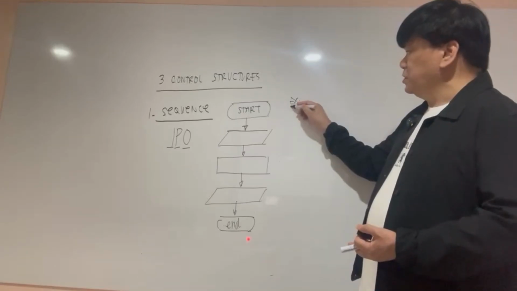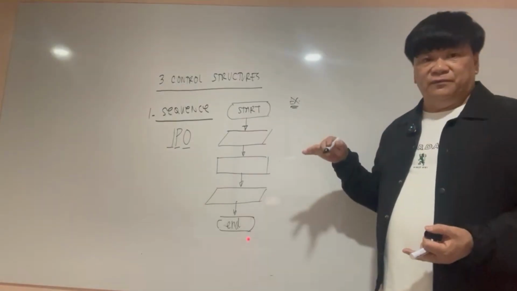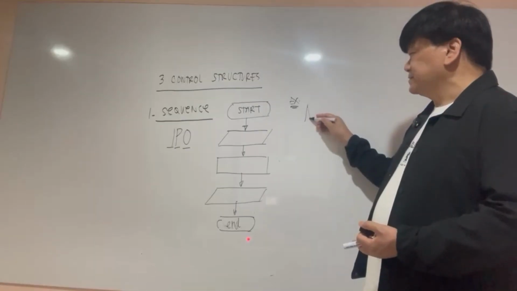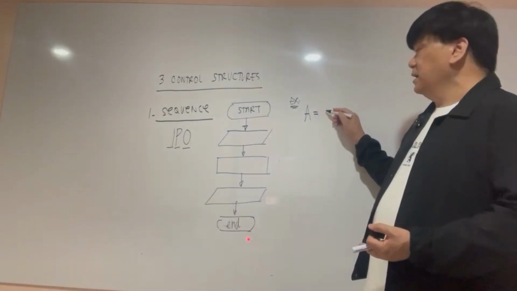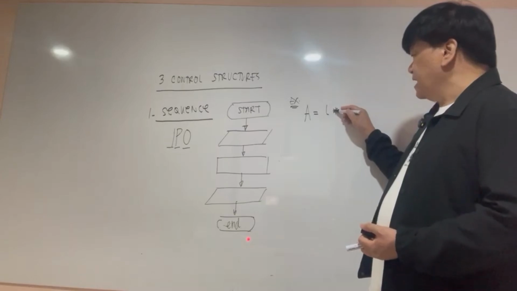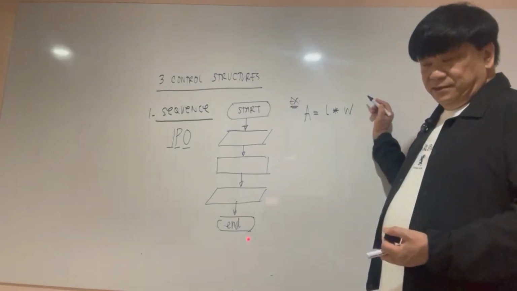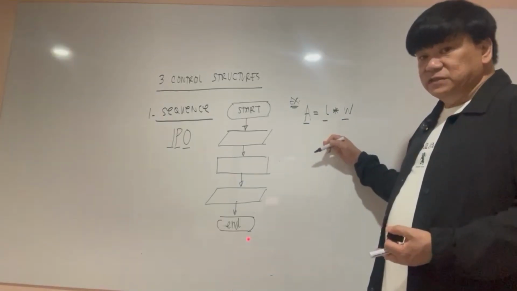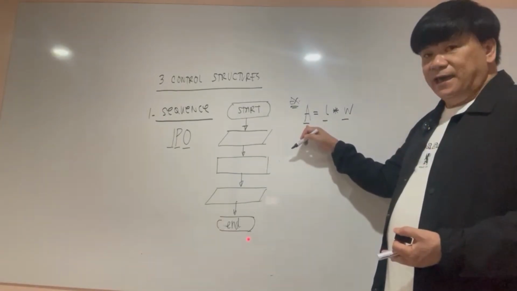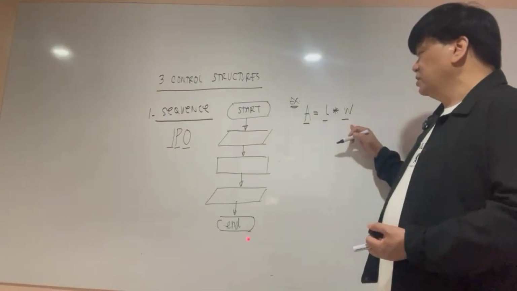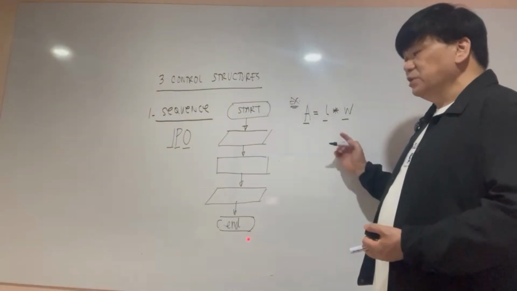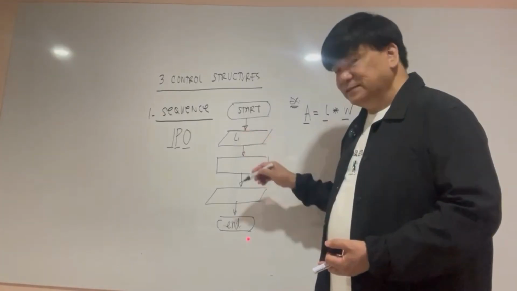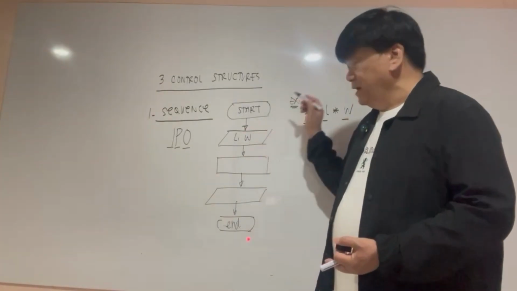For example, you are asked to solve for the area of a rectangle. The area of a rectangle is given by the formula length times width. Let's use these variables: A for the area, L for the length, and W for the width. So what are now your inputs? Your inputs will be the length and then the width.